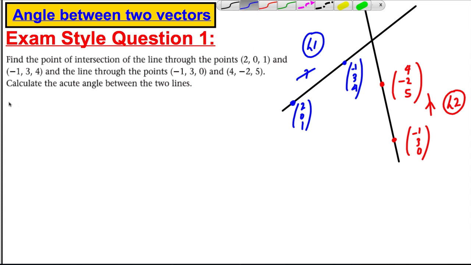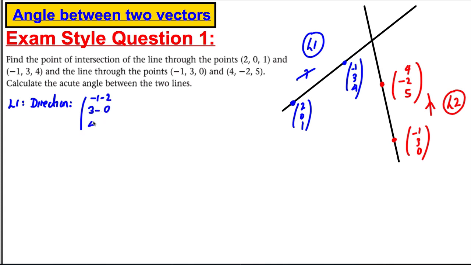So let's do line 1, the direction. Well, the direction would be that position vector take away that position vector, because it would tell you that vector there. So it would be equal to -1 subtract 2, 3 subtract 0, and 4 subtract 1, which would be (-3, 3, 3). That's the direction there. So the direction of the line is any multiple of that. Let's simplify that. A nice direction of the line, if I divided everything by 3, would be (-1, 1, 1). Just think for a second why I can do that.